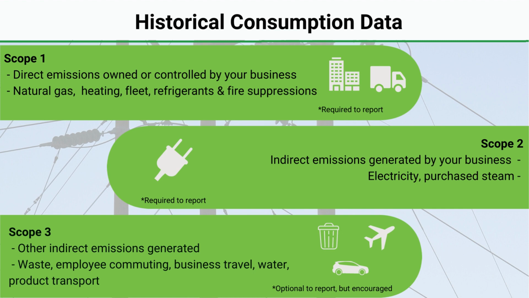Scope 3 emissions are other indirect emissions that are linked to your business's operations and are optional to report. Scope 3 emissions can include waste, business travel, employee commuting, water, and product transport. We recommend submitting as much historical data as is available for Scope 3 emissions. If not, we can help you make a plan to collect this data going forward.